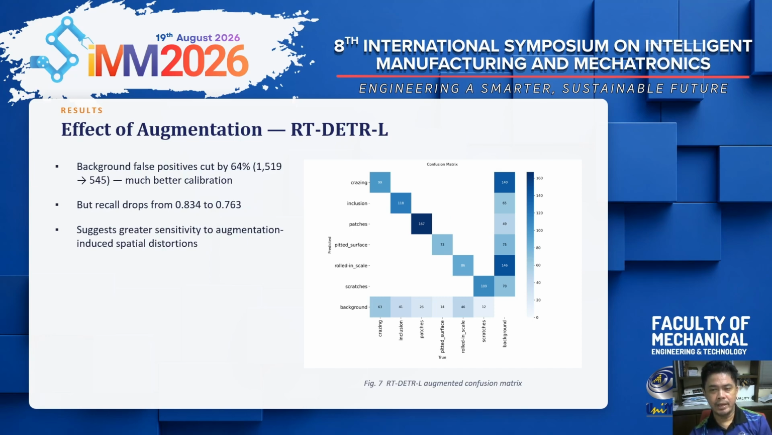For RT-DETR, it's quite different. Augmentation cut false positives by 64%, from 1,500 down to 545, which is a very big improvement. But recall actually dropped on almost every single class, not just one. For example, pitted surface fell from 92% to 84%, and rolled-in scale from 78% to 65%. This tells us RT-DETR's global attention mechanism is more broadly disrupted by spatial augmentations, not just weak on one specific defect type.